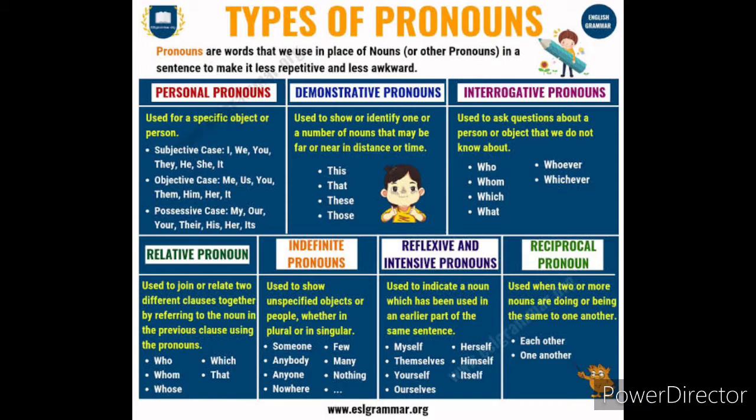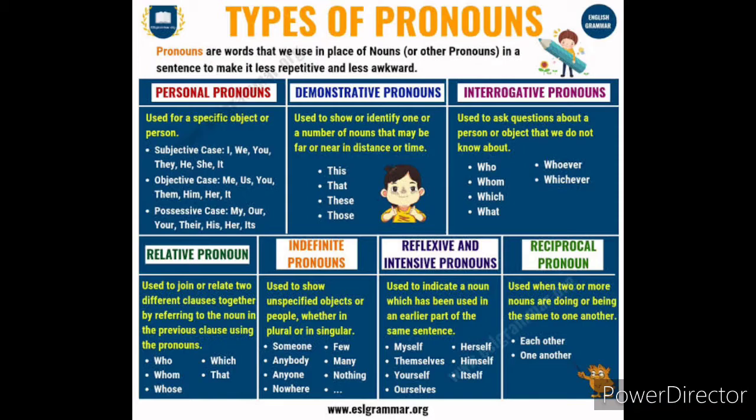Now for you, the personal pronoun and relative pronoun alone are given in your workbook. So first let's see the personal pronoun and relative pronoun in detail. What is meant by personal pronoun? It is used for a specific object or a person. Subjective case are I, we, you, they, he, she, it. Objective case are me, us, you, them, him, her, it. Possessive case are my, our, your, their, his, her, or its. So these are all personal pronouns.